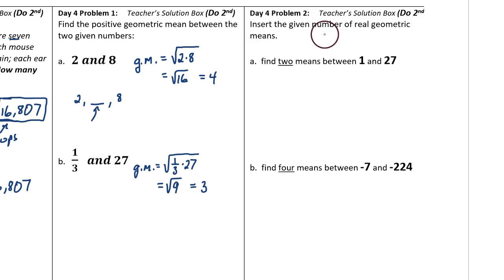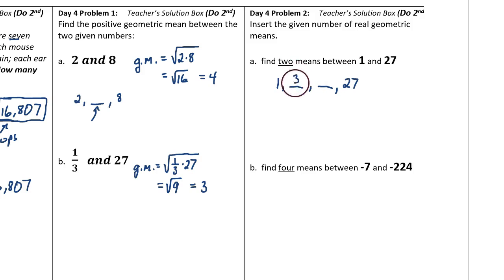Insert the given number of geometric means. We want to find 2 of them between 1 and 27. So what are the 2 missing numbers? You might be able to get it by guessing a value of r. What do you think you might times by repeatedly to end up with 27? I think maybe you times by 3.